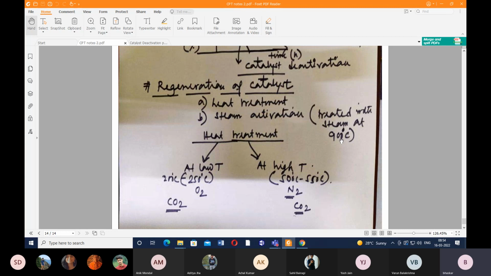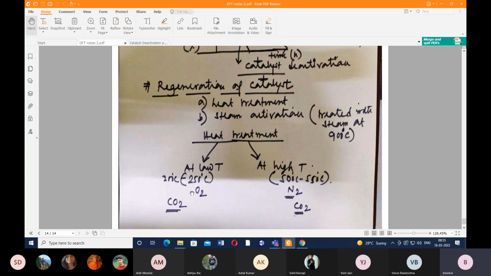Steam will interact with carbon particles at 900 degrees Celsius, and again carbon dioxide will be formed, and also some unconverted steam will come out of the reactor. Following the activation operation, we will end up with the catalyst in its pure form. There will be no carbon particles deposited following the steam activation. But nowadays we are more familiar with the heat treatment operation. If it is heat treatment, we can carry out the reaction in the presence of an air atmosphere or in an inert atmosphere.